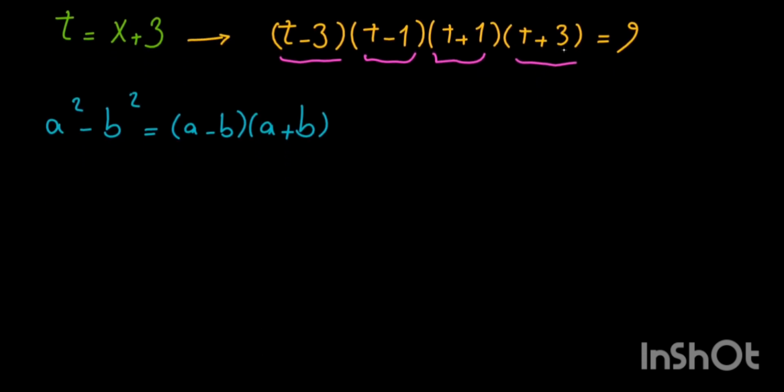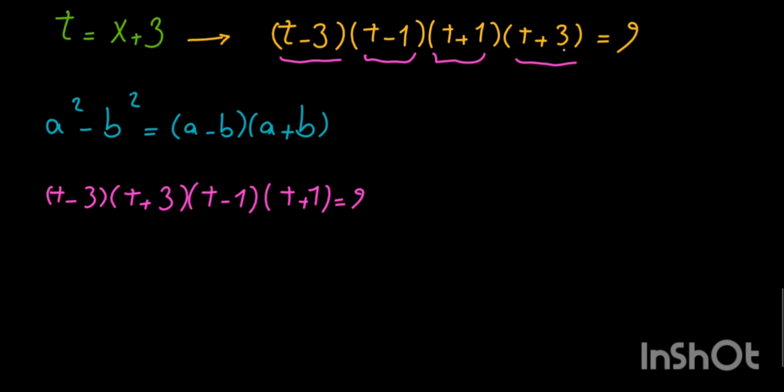For example, you can write t minus 3 times t plus 3 times t minus 1 times t plus 1, that's equal 9. And you can write it as I told you, a really nice point, and I wrote it with blue. We can write it as t squared minus 9 times t squared minus 1, that's equal 9. So we have to multiply these two expressions together.